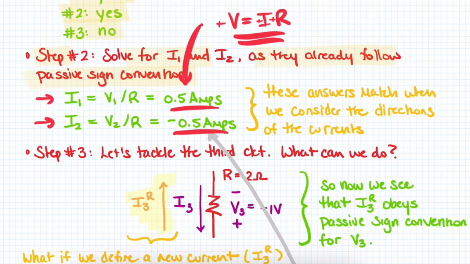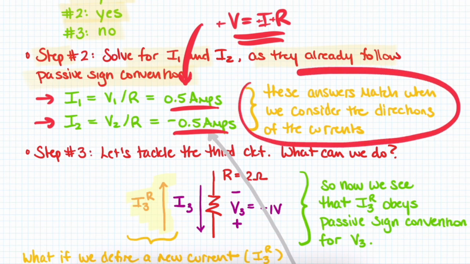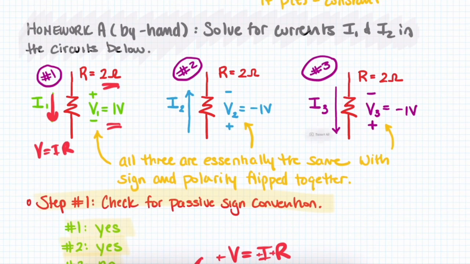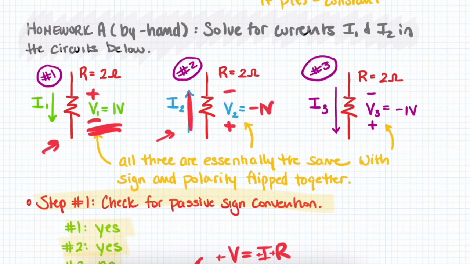Now these answers match when we consider the directions of the currents. What does that mean? If you look up here at the problem, the way it was posed, you can see that these two examples really describe the same situation. V1 is 1 volt plus minus. This one, V2, has the polarity reversed, but it also has the sign reversed. So it's really describing the same situation. Everything is flipped. And so we would expect to get the exact same numerical answer, except with the sign flipped.